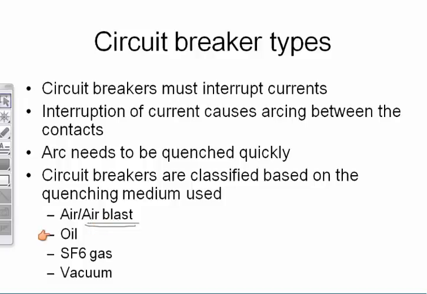Oil, also not very common now. Very common in the 1940s, 50s and 60s, 70s also. Not very common. Issues with maintenance, hydrogen, explosion, leakage, contamination and so on. SF6 very common, especially for high voltages. And vacuum for medium voltages.